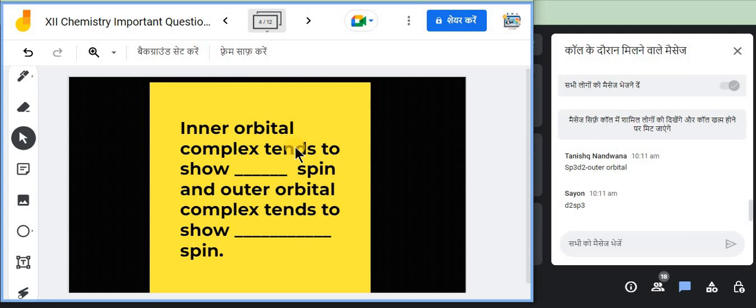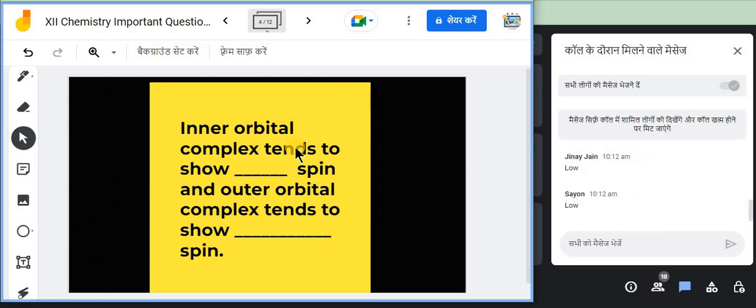Right. So now, whenever an inner orbital complex is there, the next question is whether it will show low spin or high spin. Inner orbital complex, which is d2sp3, whether it will show low spin or high spin. You can write your answer. I am waiting for more responses. Jimmy says low spin. Arman is telling high. If I get more responses, that will be great.